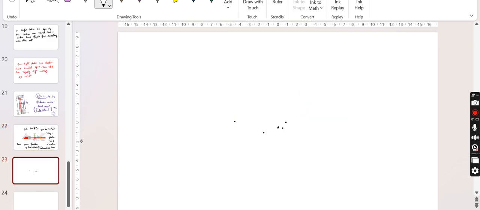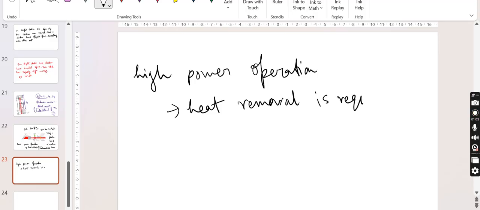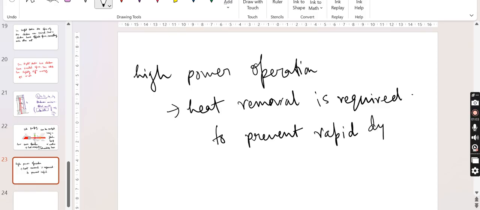But for high power operation, we need to remove the waste heat to prevent rapid dye degradation.